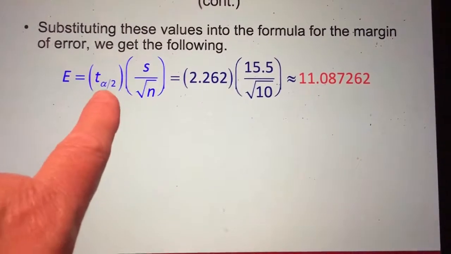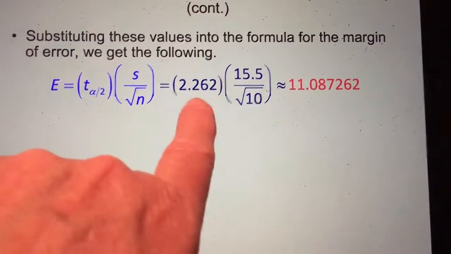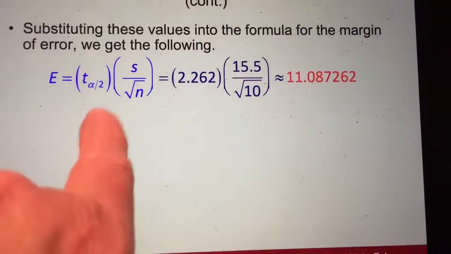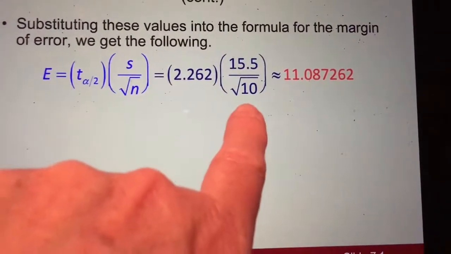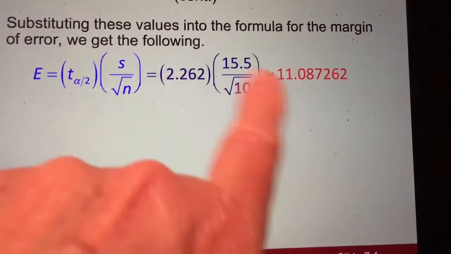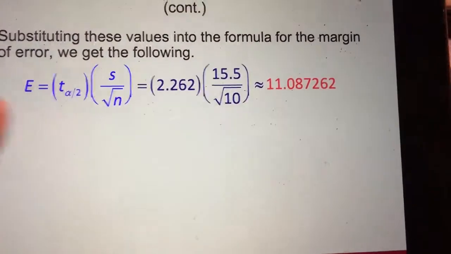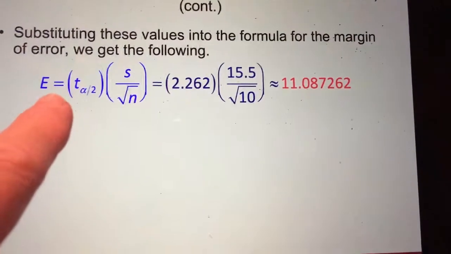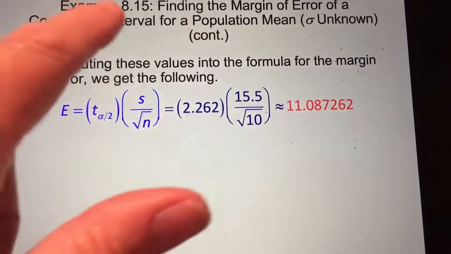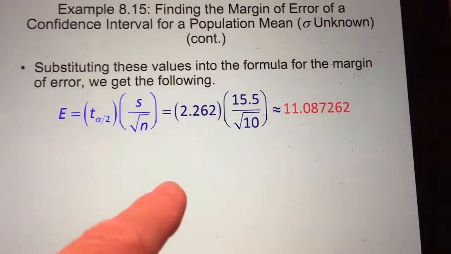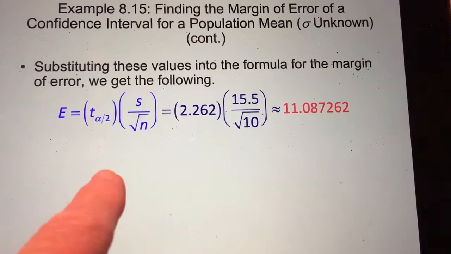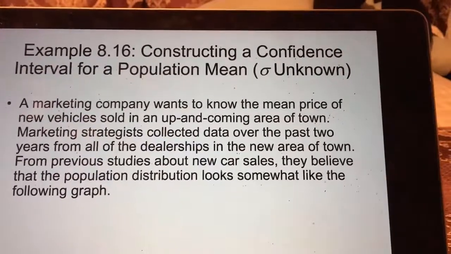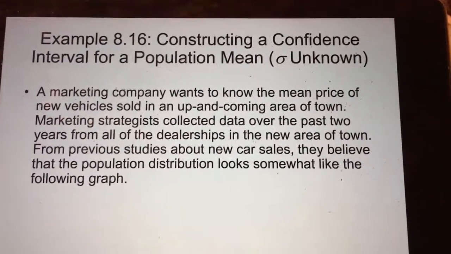So now we're going to use that critical t right there, 2.262. They gave us our sample standard deviation of 15.5. We have our n is 10, so square root of n goes on the bottom. We calculate that all out, and we get 11.08, which is our error. So now we can make our confidence interval. But this slide was just finding the margin of error, so we haven't gotten all the way to the confidence interval. We'll do that shortly.